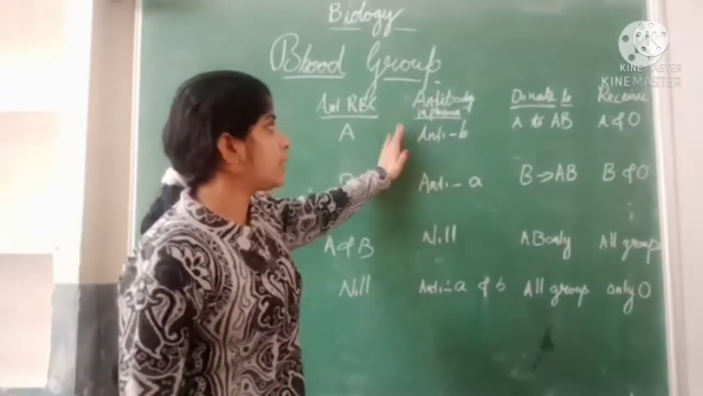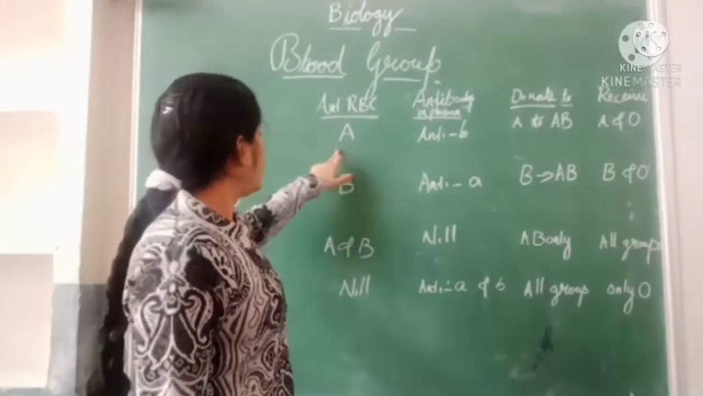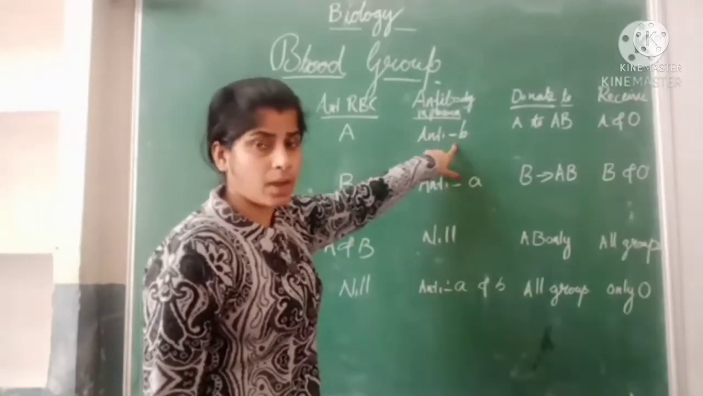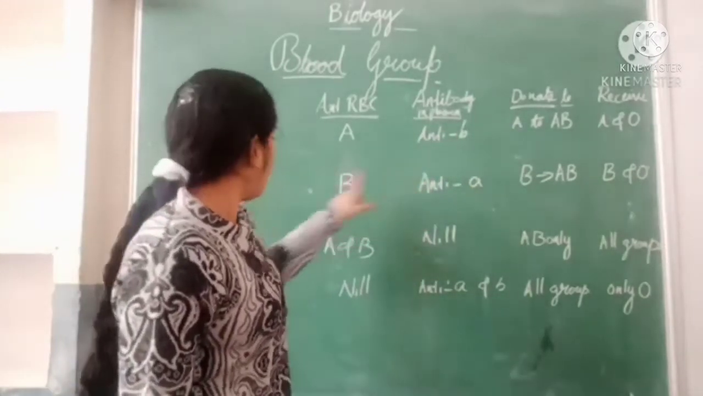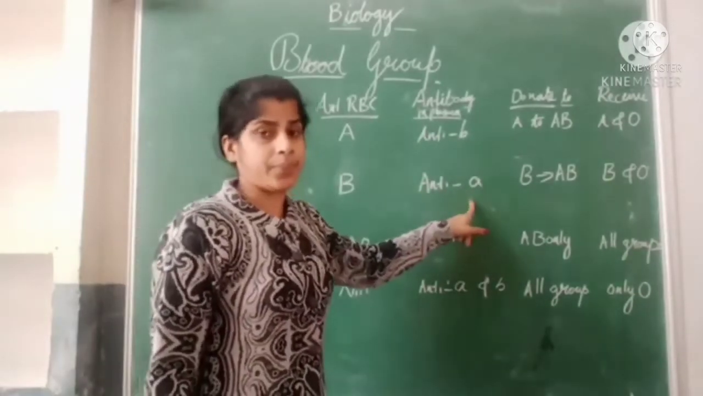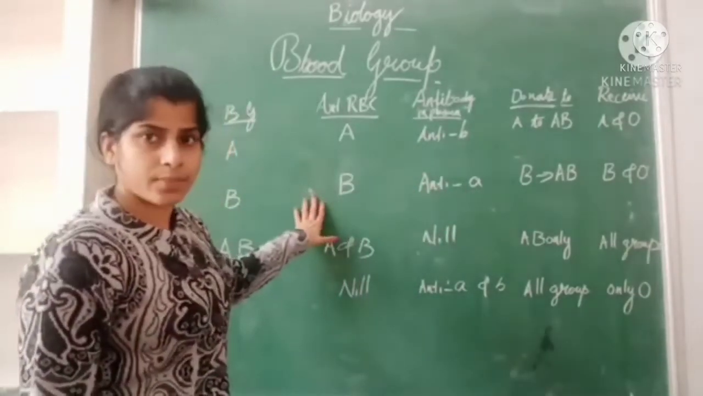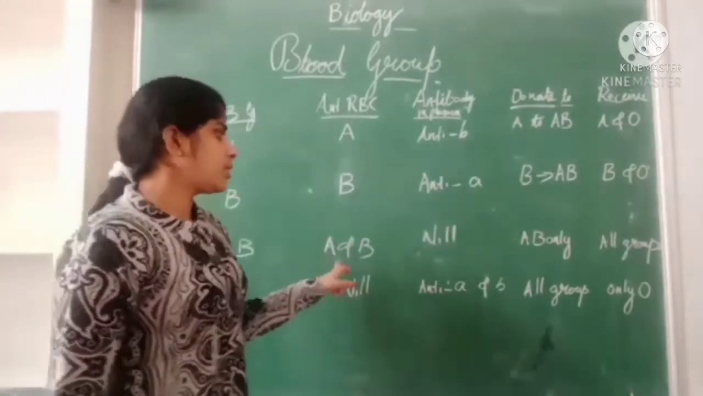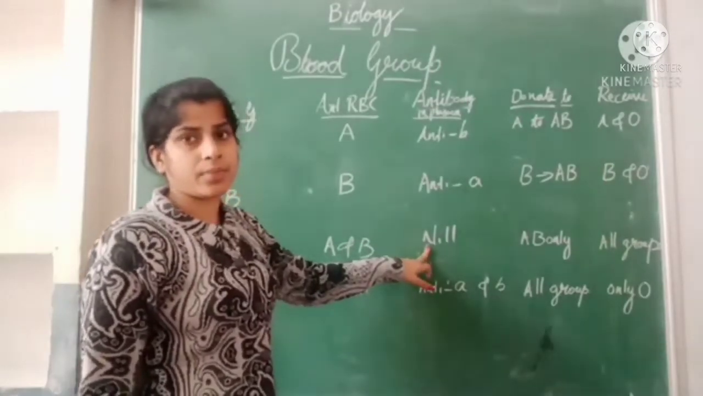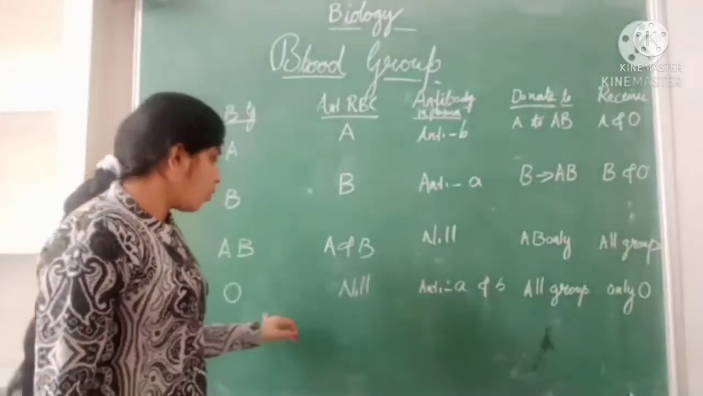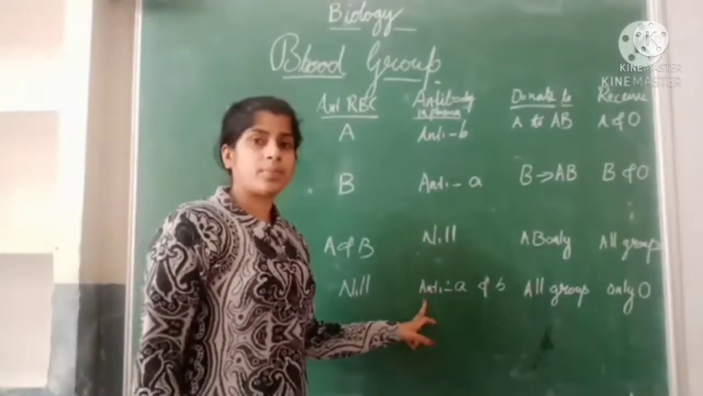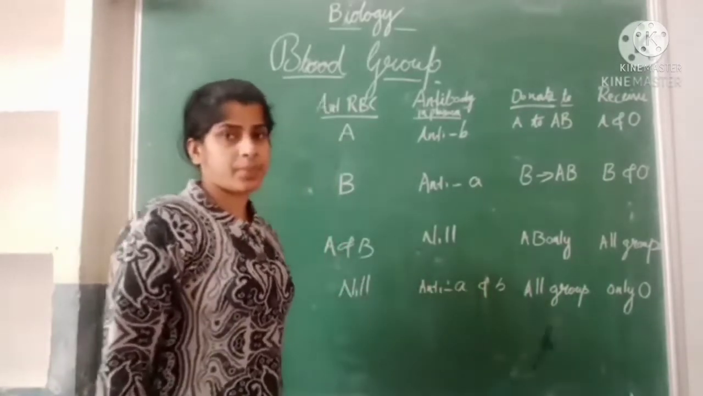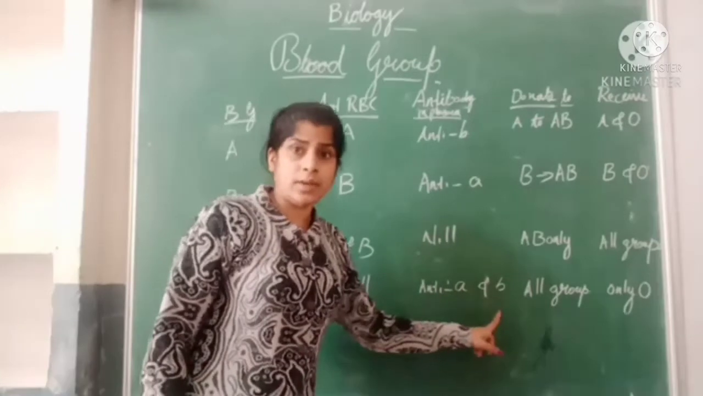Next are the antibodies in plasma. The A group contains antibody B in the blood plasma. The B group contains antibody A, just the opposite. AB has no antibody in the plasma. The O group contains both antibody A and antibody B.